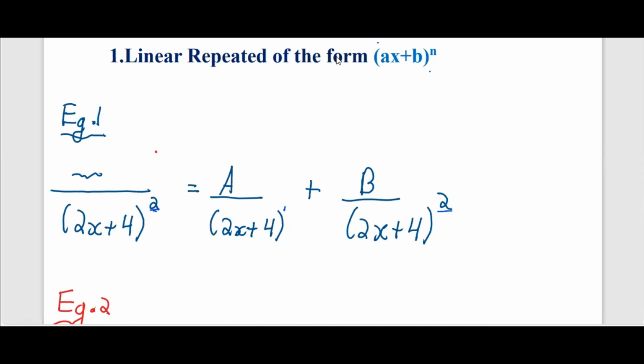So it'll be A, because it is a linear, so the numerator will be a constant. So it'll be A over 2x plus 4. In this case, the power 1, you don't really have to write the 1. And then plus B over 2x plus 4, and increase by 1 again, and it'll be 2. And the pattern will just continue, right?